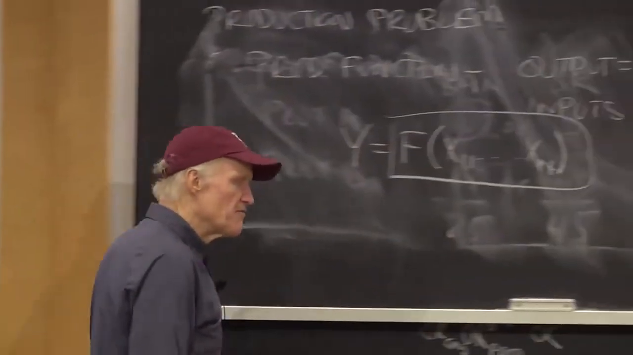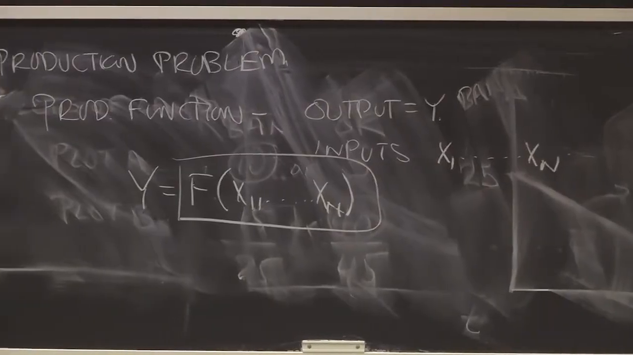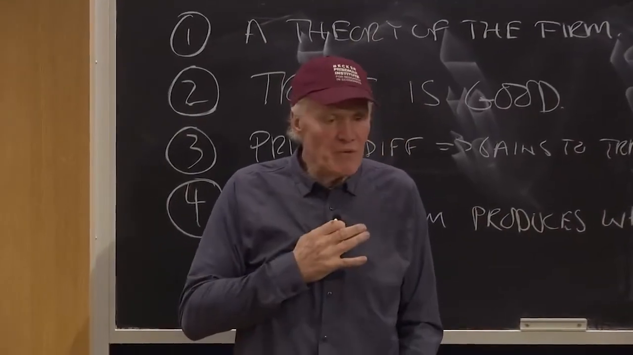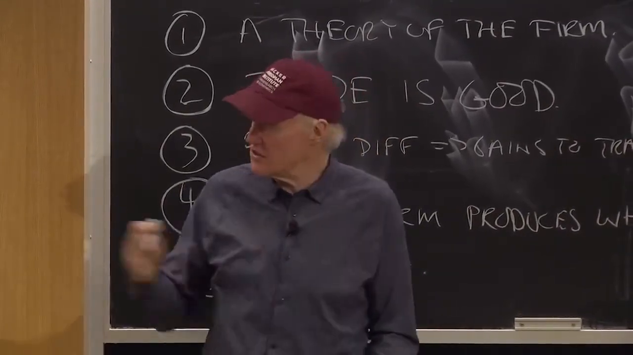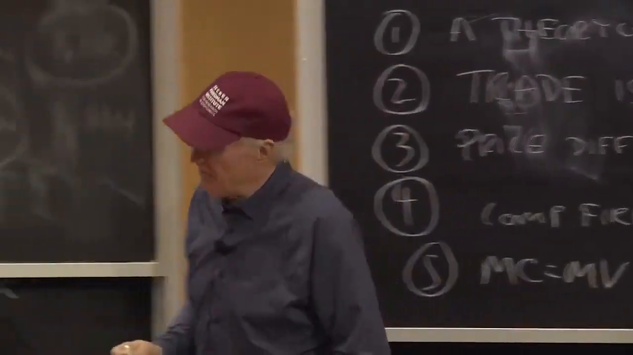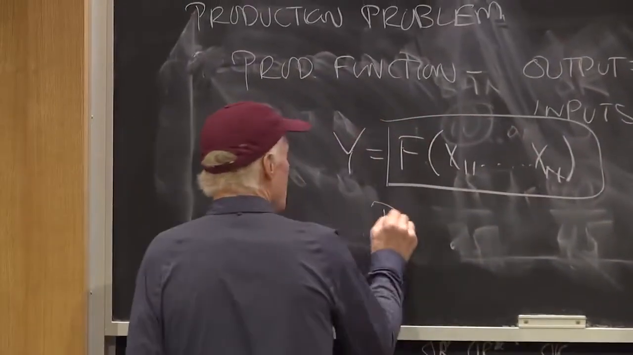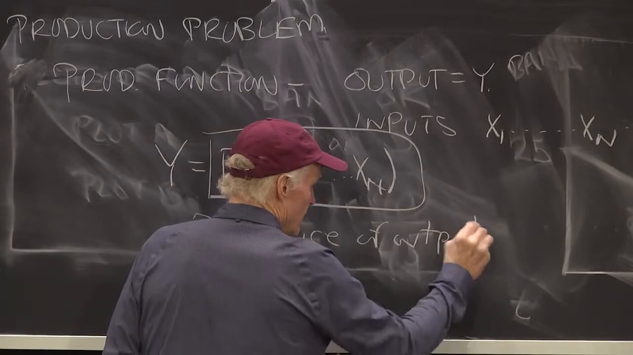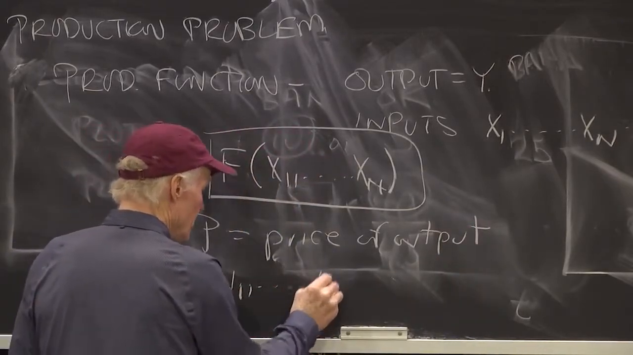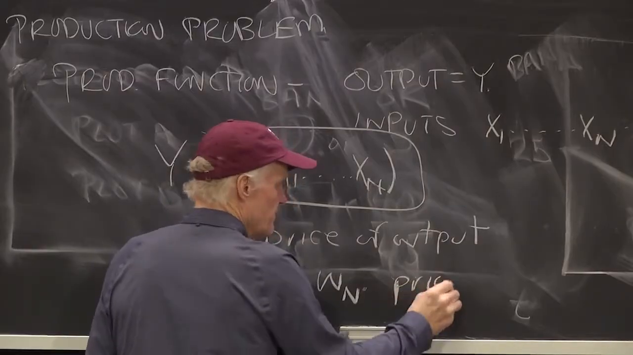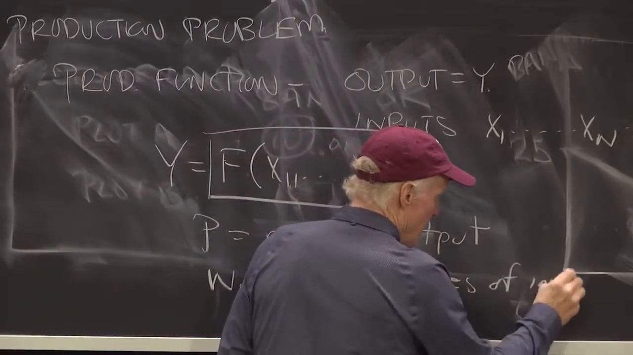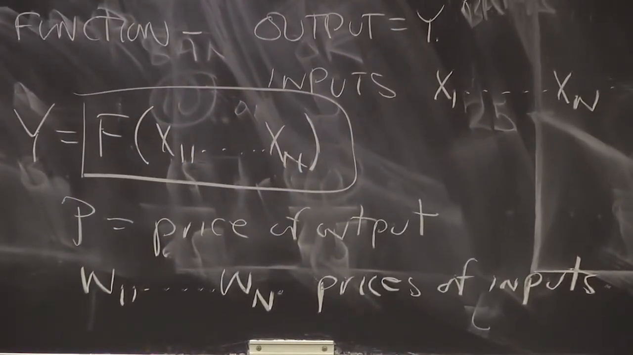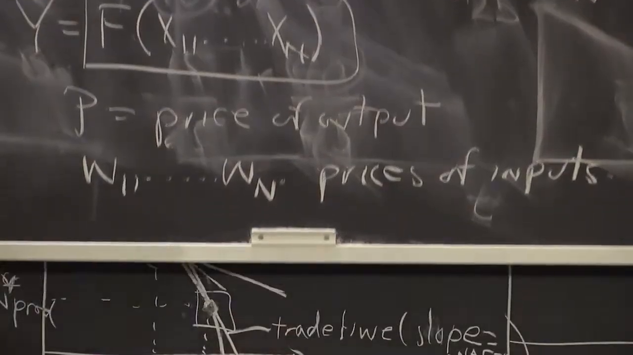I'm going to assume you're a competitive firm. What do I mean by a competitive firm? What I mean is there's a price of output and there are prices of inputs that I don't affect. I'm a price taker in the market, just like my guy on the island was in NAFTA. So P is going to be the price of output. W1 up to Wn are the prices of the inputs. Think W standing for the wage of the inputs. It's the price of the inputs. Okay?